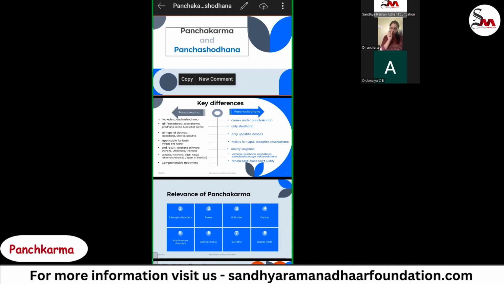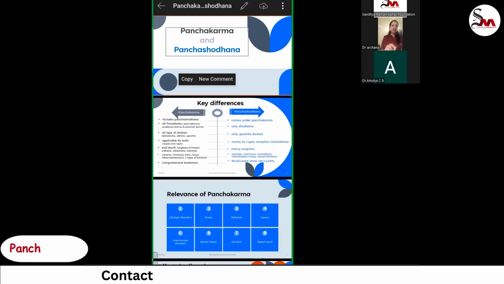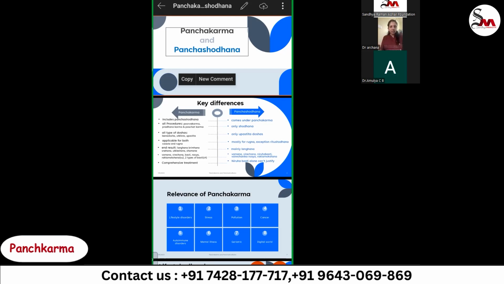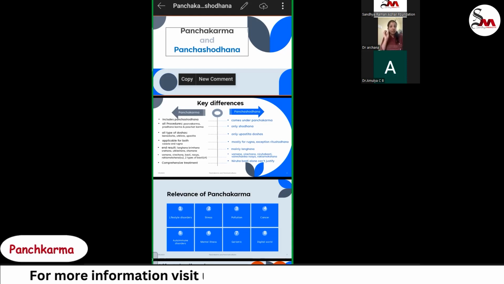So all Purva Karma, Paschat Karma mentioned for Matra Basti or Anuvasana Basti, etc. are included under Panchakarma. But Panchashodhana does not include Anuvasana Basti or else Brahmana Nasya, etc. It's only Shodhana, where the doshas have to be thrown out.